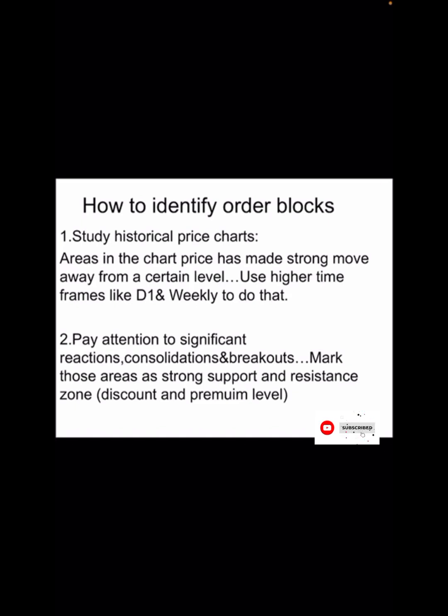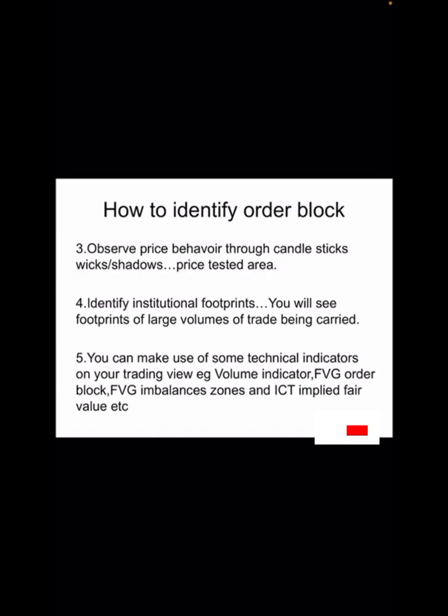Number 2, pay attention to significant reactions, like I say, and consolidations and breakouts. Mark those areas as strong areas of support and resistance. I think I don't need to re-emphasize on that. When you look at the historical pattern, look at those places where there have been moves, reactions, consolidation, and breakouts at either the support zone or the resistance zone. Mark out those areas, because the market has a tendency of repeating the same move when it gets to that particular area.